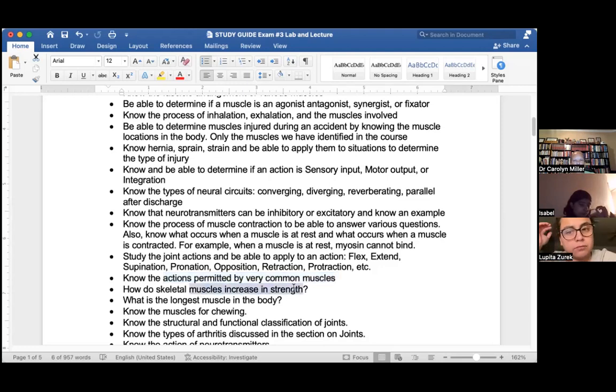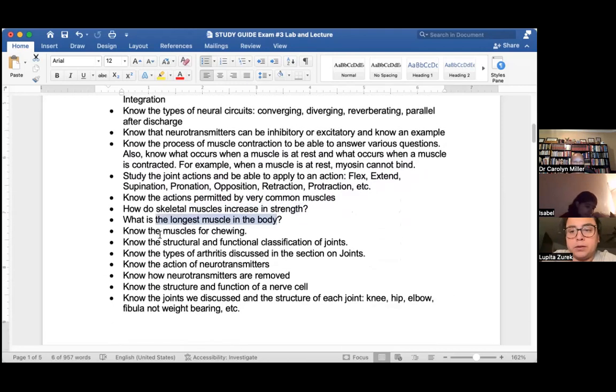How do skeletal muscles increase in strength? We recruit additional muscle fibers. Remember I said if I'm bench pressing, each muscle fiber has its own axon and artery and vein. So if I'm only bench pressing 10, there's no need to activate all of my muscle fibers to contract. But if I'm bench pressing 100, then I'm going to need more muscle fibers than I did when I bench pressed 10. So to increase in muscle strength, we recruit additional muscle fibers. The longest muscle in the body is the sartorius. I've already mentioned the muscle for chewing. The main muscle is the masseter for mastication, chewing.